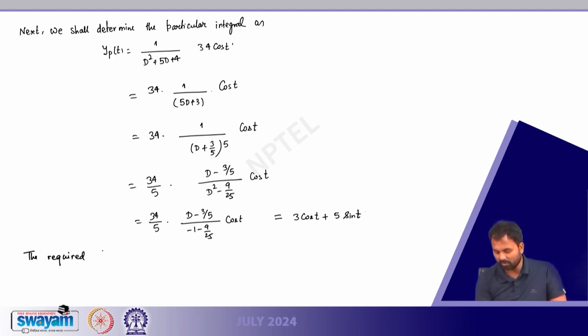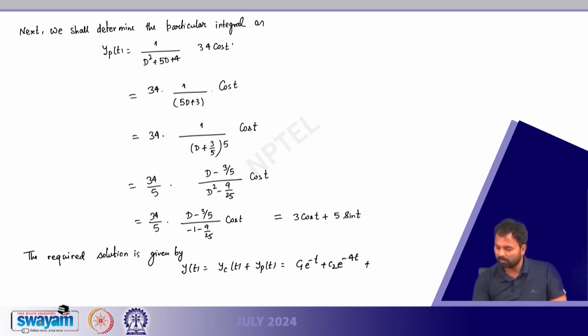So, we can write the required solution, does not matter, we can still determine, given by y(t) equals y_c(t) plus y_p(t). So, y_c(t) is C1 e to the power minus t plus C2 e to the power minus 4t plus 3 cos t plus 5 sin t, right.